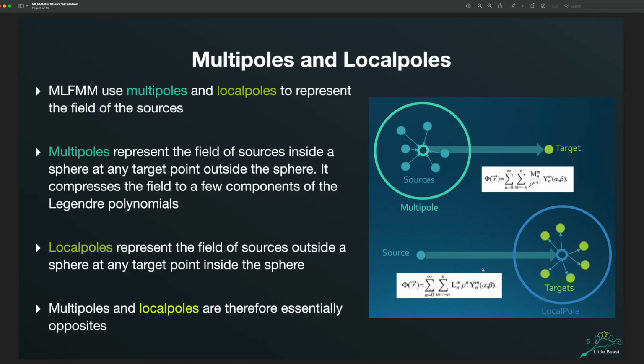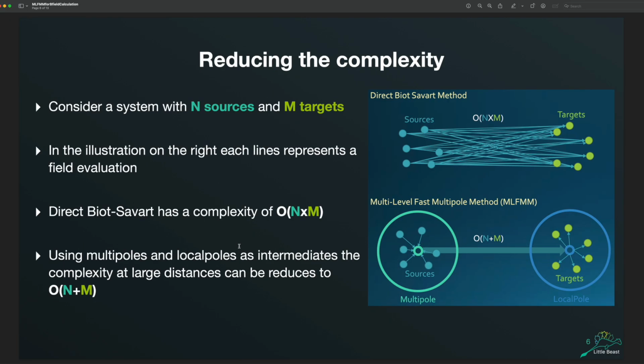The local pole, here below, is basically the field of a source outside a sphere. So this is the source outside a sphere at any target point inside a sphere. So this is a local pole. And therefore, multipoles and local poles are essentially opposites from each other. So you have here the multipole where the sources are inside the sphere, pointing to a target outside, while a local pole is a source outside the sphere pointing to the targets inside.